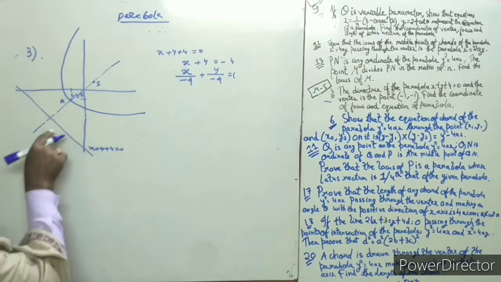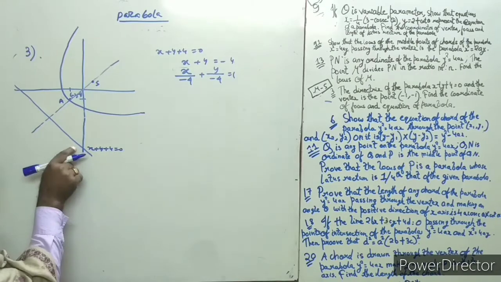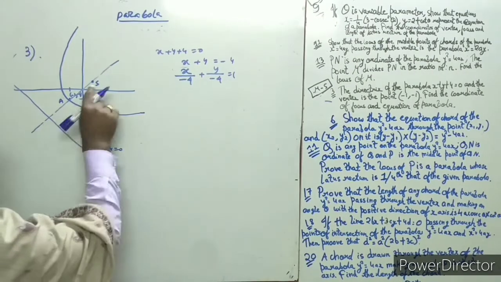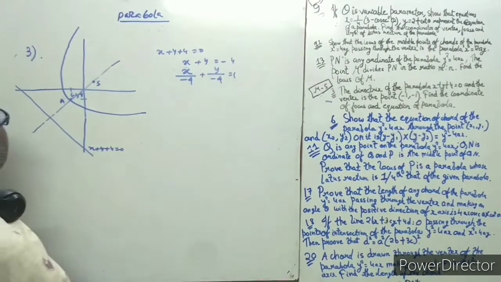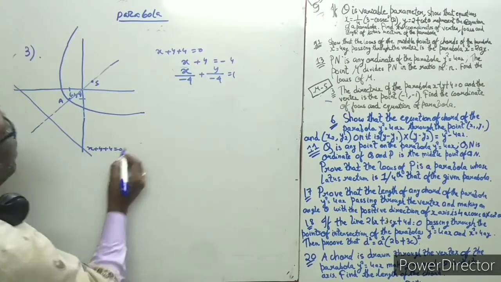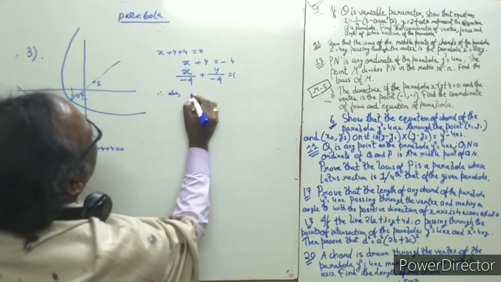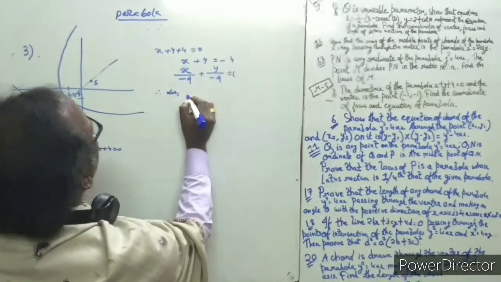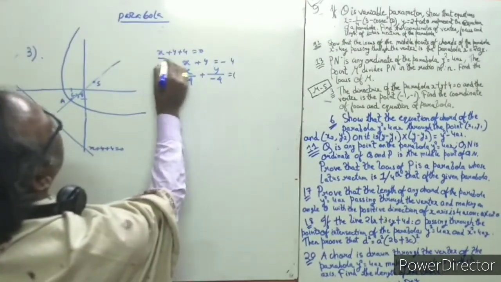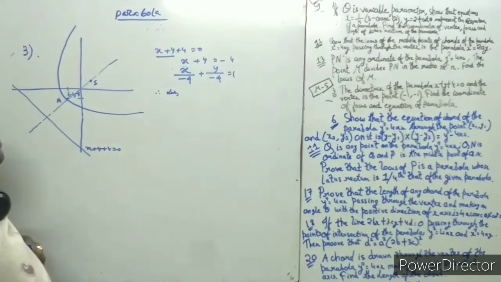Now this is the directrix. Now we have to find the equation of the axis. So let us assume the equation of the axis, from that equation of the directrix.